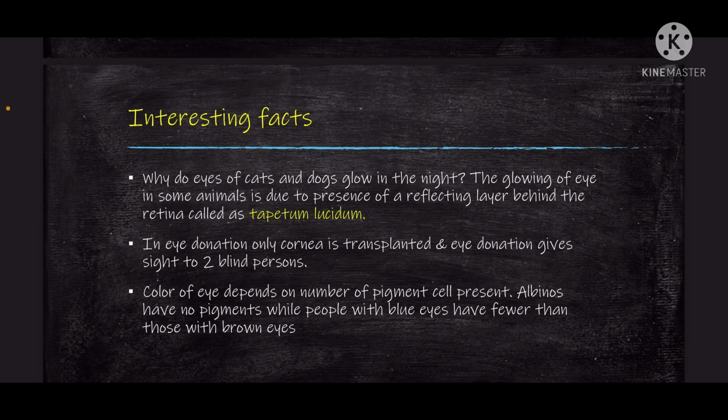In eye donation, only the cornea is transplanted, and one eye donation gives sight to two blind persons. It means not the whole eye is donated, only a part of the eye is donated, and that part is the cornea.